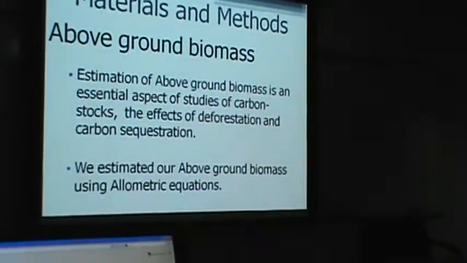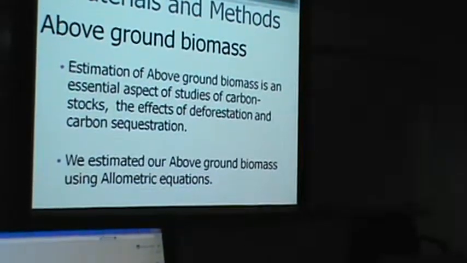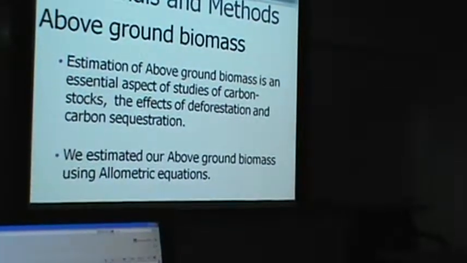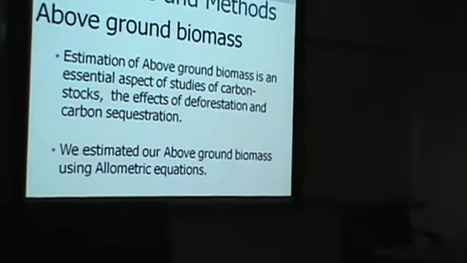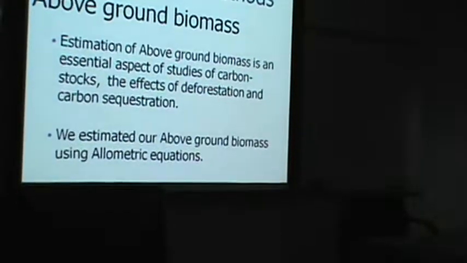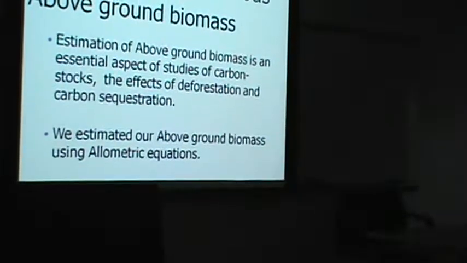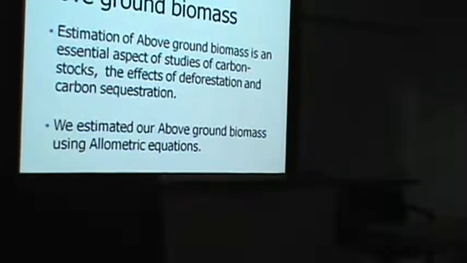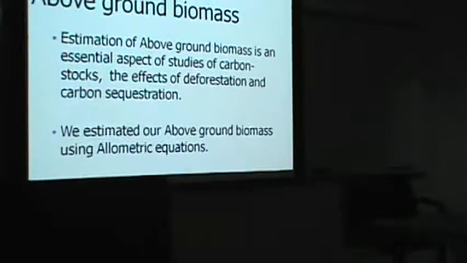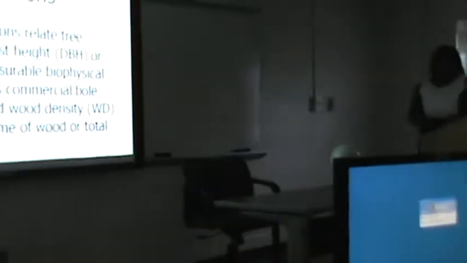Estimation of above ground biomass is an essential aspect of studies of carbon stocks, the effects of deforestation, and carbon sequestration. Weighing tree biomass in the field is without doubt the most accurate method of estimating above ground tree biomass, but it's extremely time consuming and a destructive method, generally limited to small areas and small tree sample sizes. We estimate our above ground biomass using allometric equations.